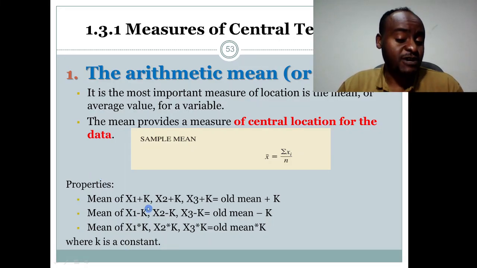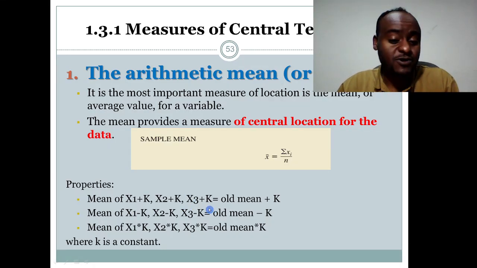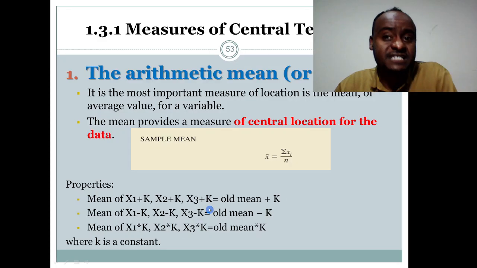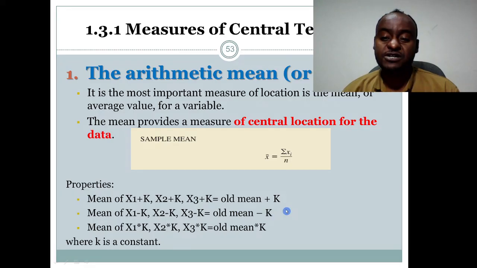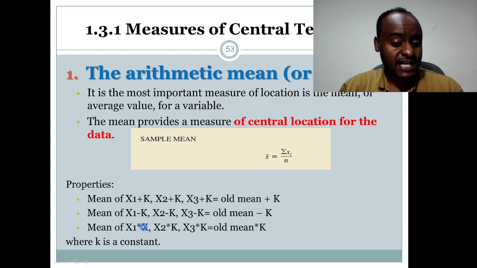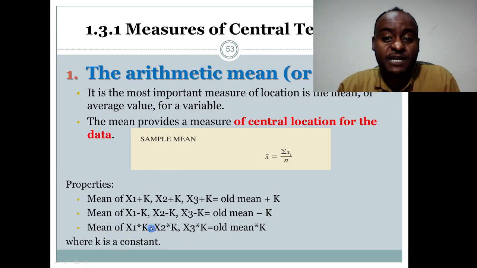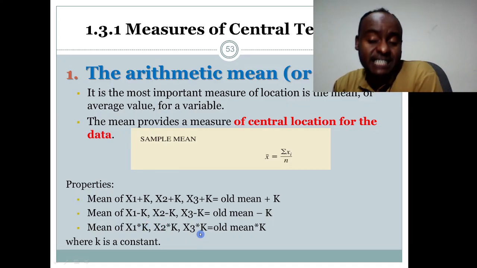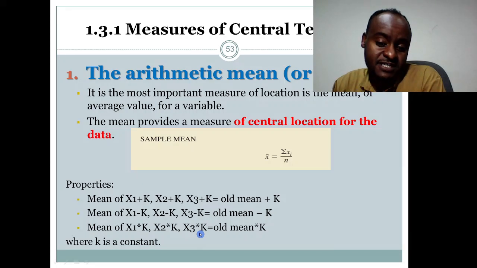Mean of x1 plus k, x2 plus k, x3 plus k. Just adding some constant number to each variable affects the mean in this way: old mean plus k. For the other one, if you subtract some constant number from each data point, then the impact on the mean is old mean minus k.